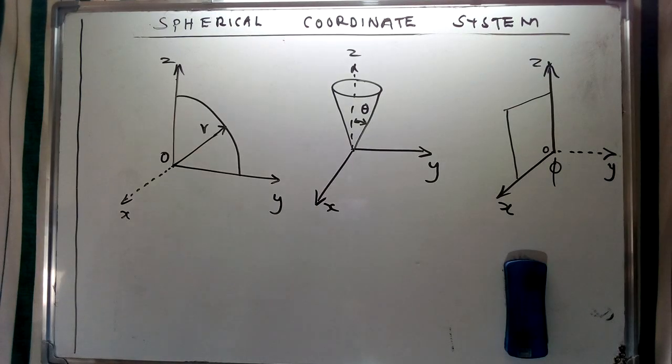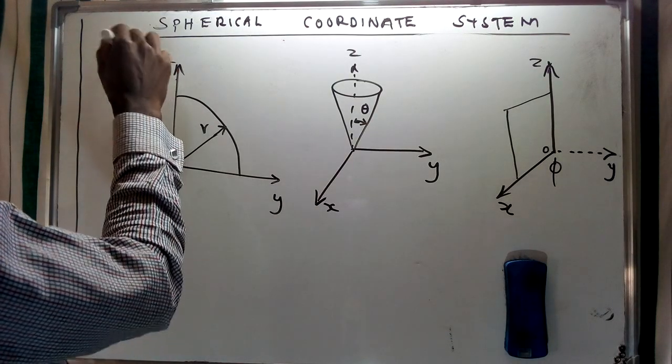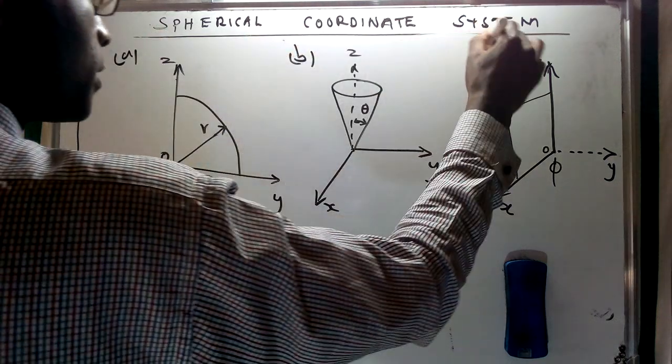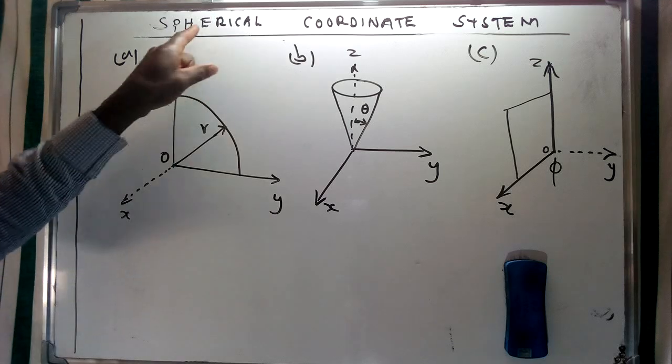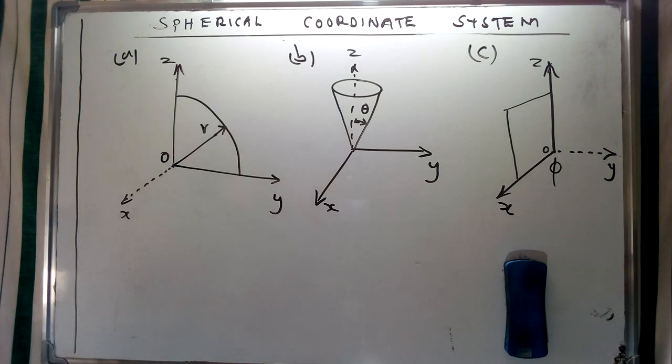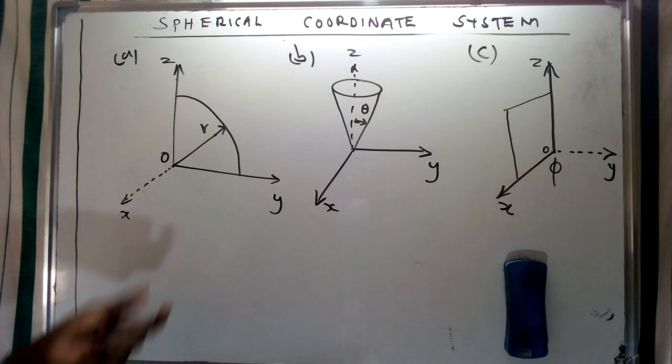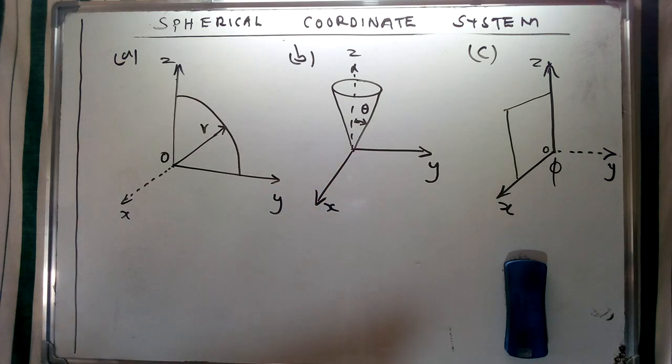So on the board I've given a set of three illustrations. I can just label them A, B, and C respectively so that they can assist us in defining the spherical coordinate system. And as we have said from the first case, the interaction between these three surfaces is going to define the spherical coordinate system.